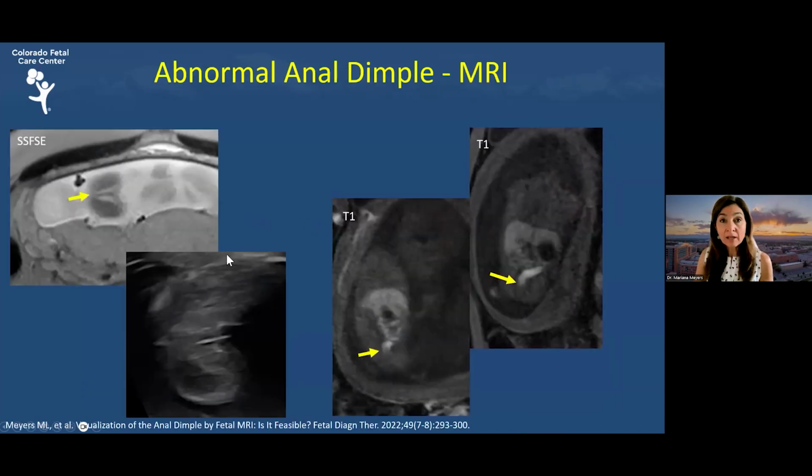So by MRI, what you're going to see is a line, instead of seeing the rounded or oval area of hypointensity, the same thing as by ultrasound. And it's important to correlate that with the T1 images to see where the meconium ends. In this case, the meconium was ending too proximal, too high up compared to the level of the perineum. So we suspected that this was imperforate anus, and indeed it was.